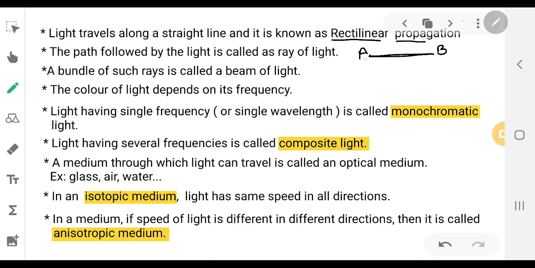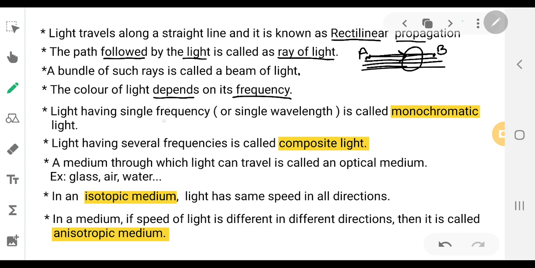To reach from point A to point B, the light follows some path. The path followed by the light is called a ray of light, and a bundle of such rays of light collectively is called a beam of light. You might have seen different colored light. Now what causes the difference in the color of light? It is the frequency. The color of light depends on its frequency.